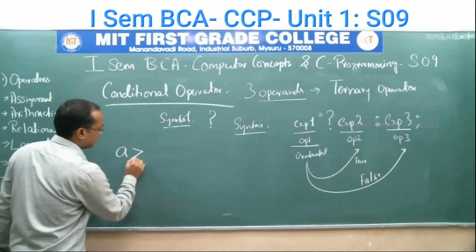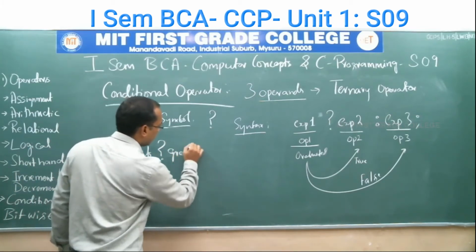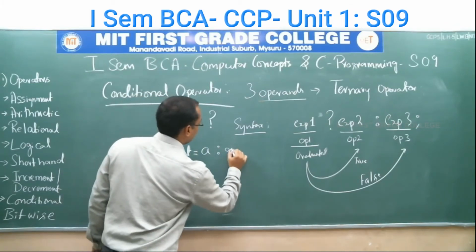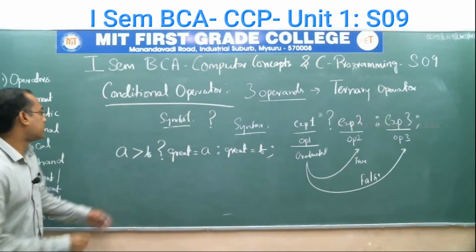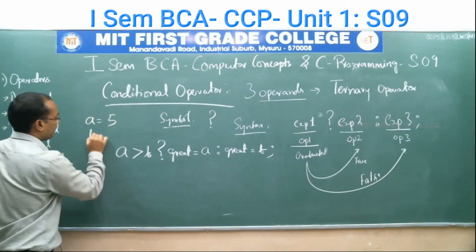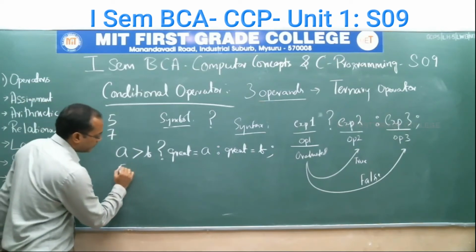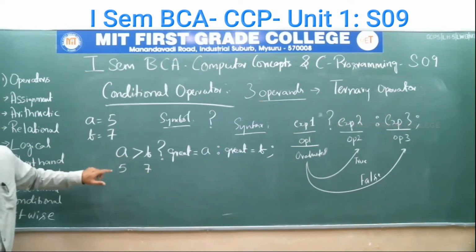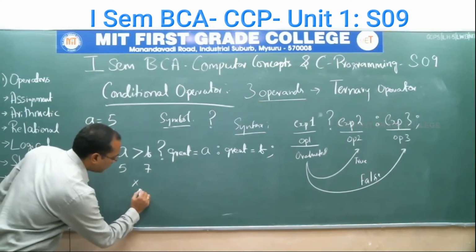A greater than B, question mark, greatest is equal to A, colon, greatest is equal to B. Suppose we give value A as 5 and B as 7. Now substitute the values 5 and 7. What is the result of this expression? Is 5 greater than 7? No, not at all. So the result will be false.